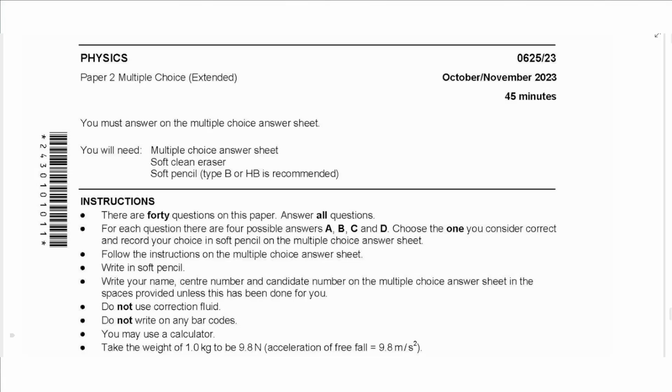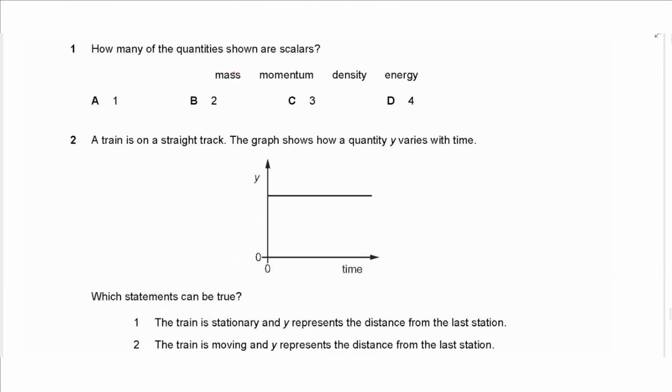In this video I will be solving the paper 2 exam for October-November 2023 variant 3. So let's get started. Question 1 says how many of the quantities shown are scalars? We have mass, density and energy. So the answer is C, 3.